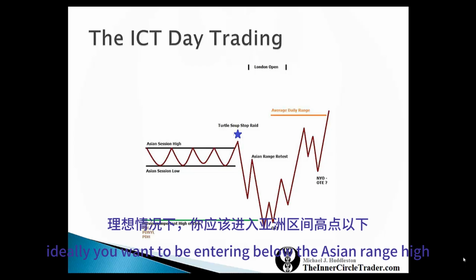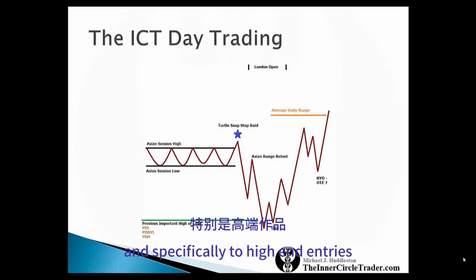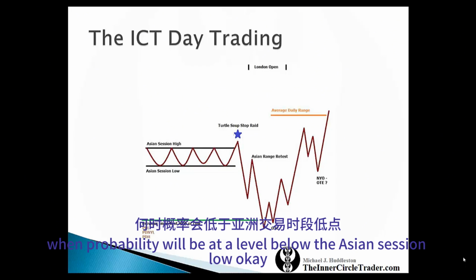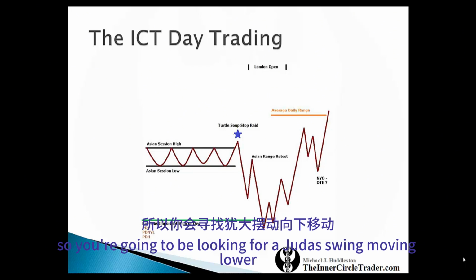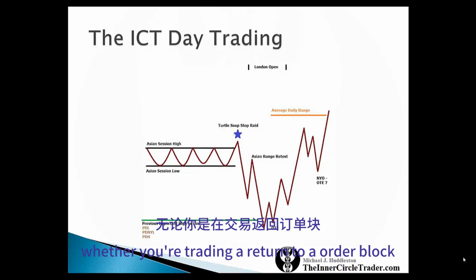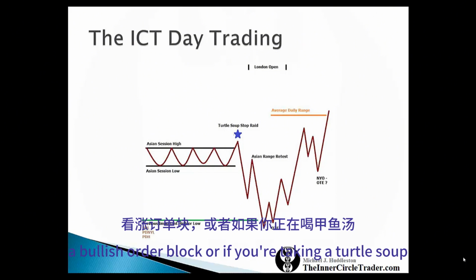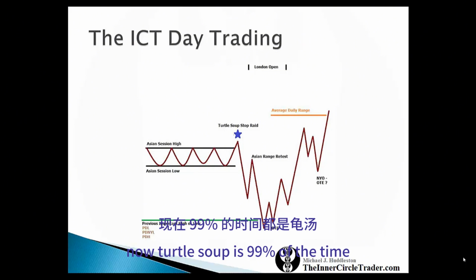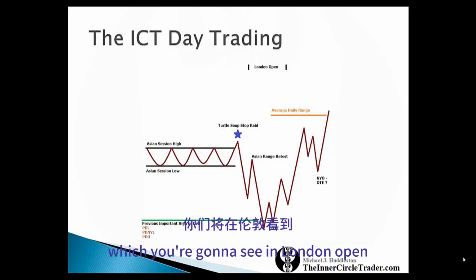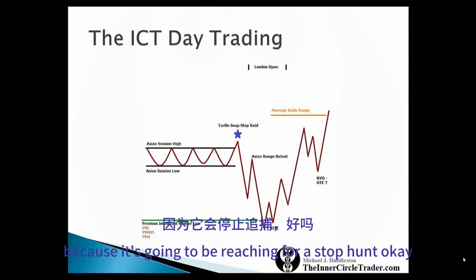Okay, ideally you want to be entering below the Asian range high, and specifically the high end entries on probability will be at a level below the Asian session low. So you're going to be looking for a Judas swing moving lower, whether you're trading a return to a bullish order block or a turtle soup. Now turtle soup is 99% of the time what you're going to see in London open, because it's going to be reaching for a stop hunt.